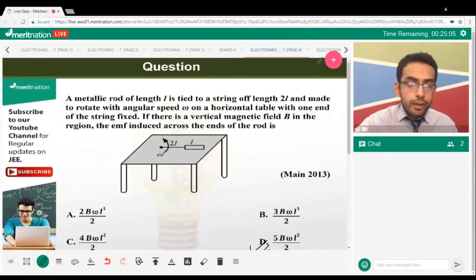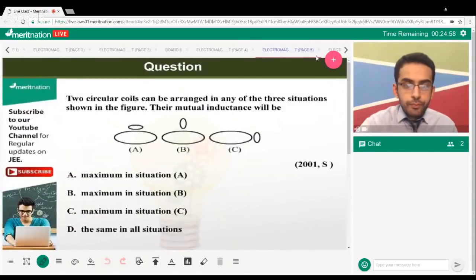Now let us move forward to the next question. Two circular coils can be arranged in any of the three situations shown in the figure. Their mutual inductance will be, what we have to find? We have to find the mutual inductance, or tell in which situation the mutual inductance will be maximum.